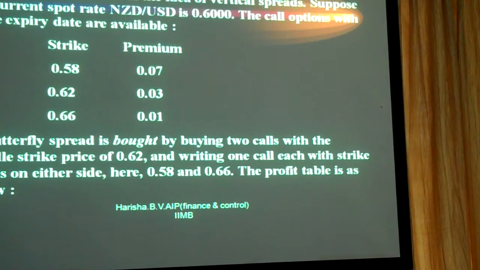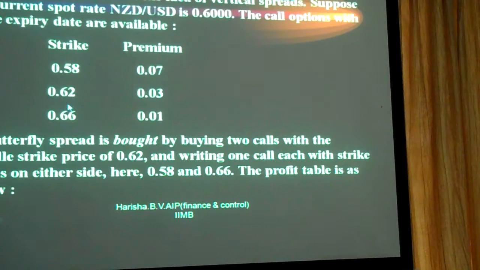Butterfly, why? Because there are two wings. Now 0.62 is like the body of the butterfly, and 0.58 and 0.66 are the wings, and the graph which we draw will also look like a butterfly. Okay. So a butterfly spread is built by buying two calls with the middle strike price of 0.62. So what are they suggesting? Buy two calls, not just one, not one lot, two lots. Buy two lots of 0.62 and write one call each with strike prices on either side. So sell the 0.58, sell the 0.66. Buy two 0.62s, sell one 0.58, sell one 0.66.